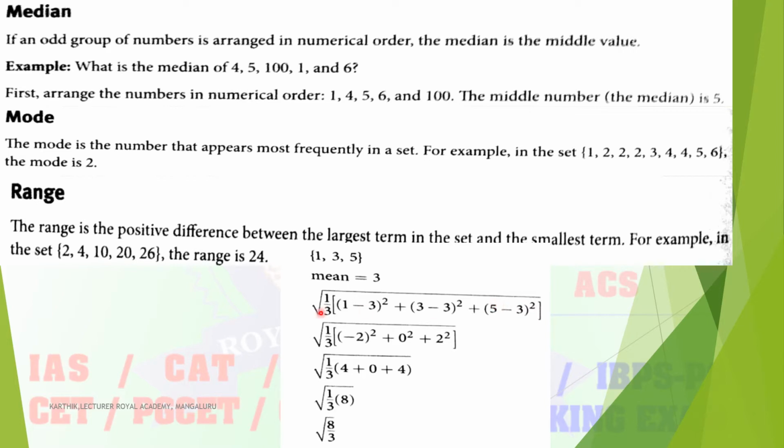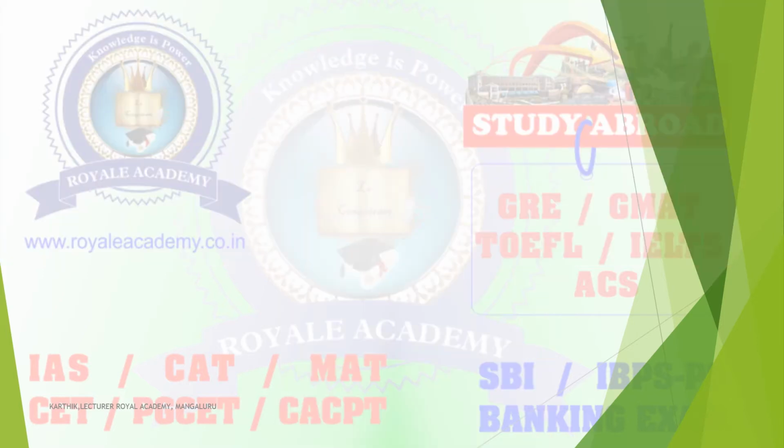I hope all of you understood: square root of 1 by n, where n is the number of digits. Next, first digit minus mean whole square, plus second digit minus mean whole square, plus third digit minus mean whole square. After simplifying you will get the actual standard deviation. In this method you can find the standard deviation.